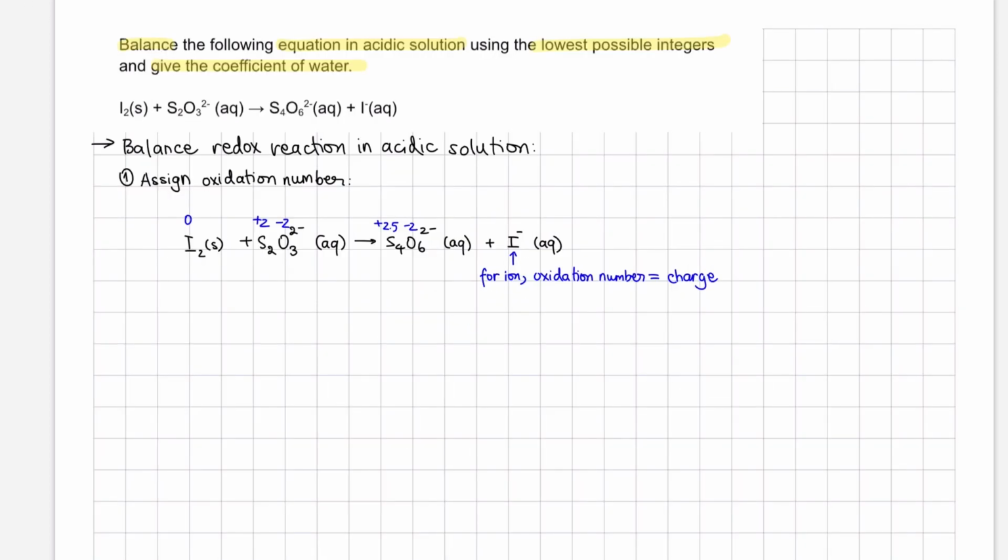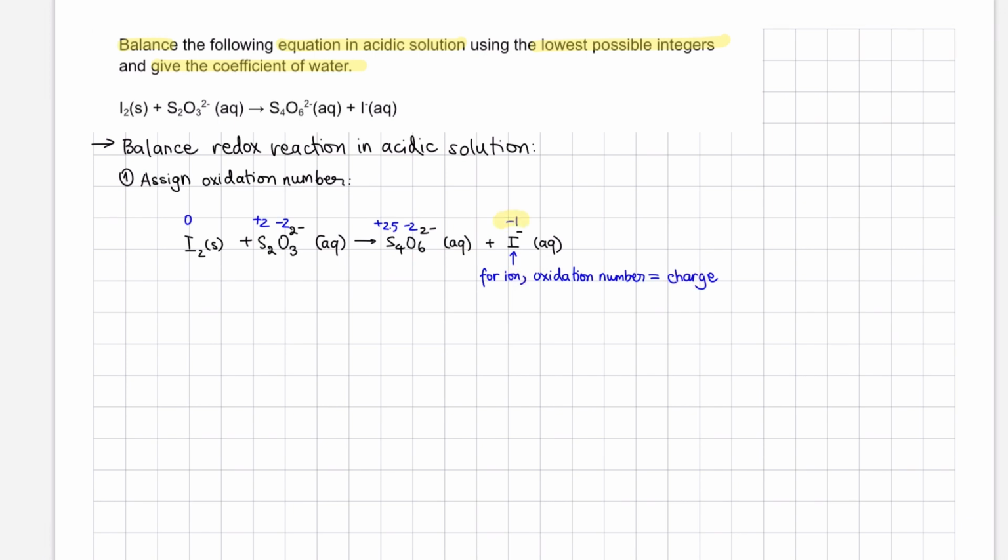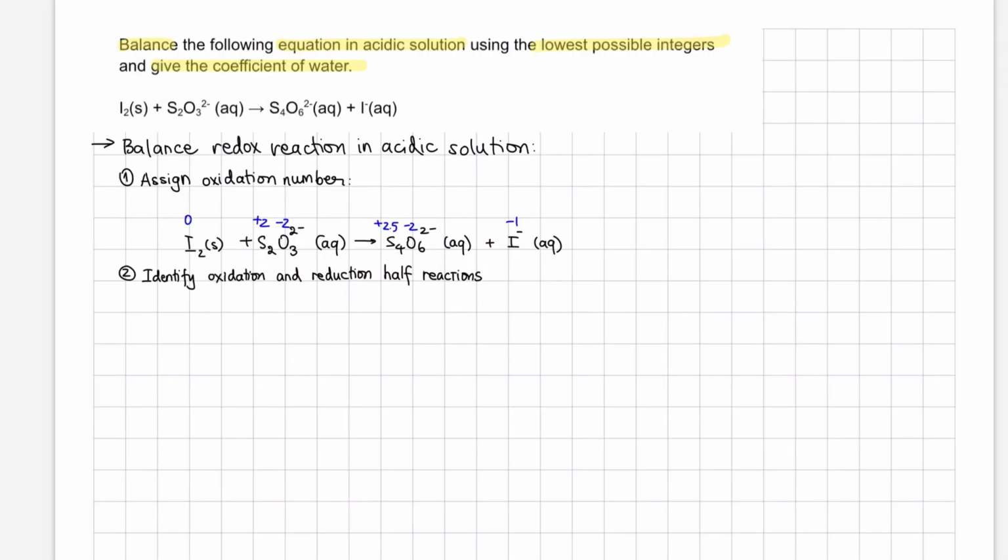Next, for I minus, this is an ion, so the oxidation number of an ion is the same as its charge. So the oxidation number for I minus is -1, the same as its -1 charge. Moving on to the next step, that will be to identify the oxidation and reduction half reactions of this redox reaction.